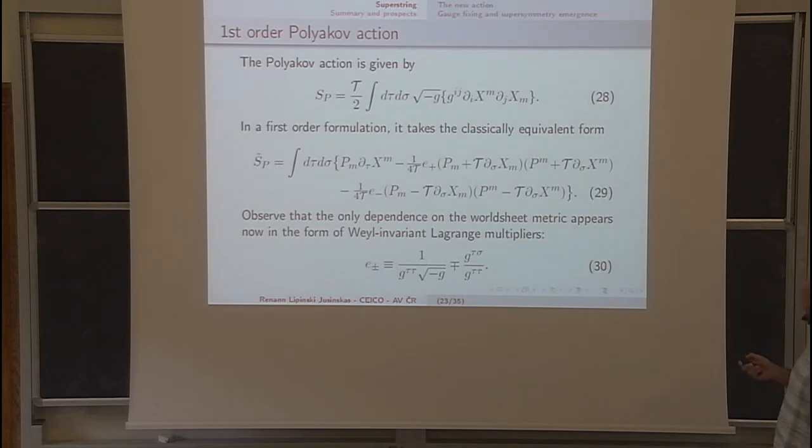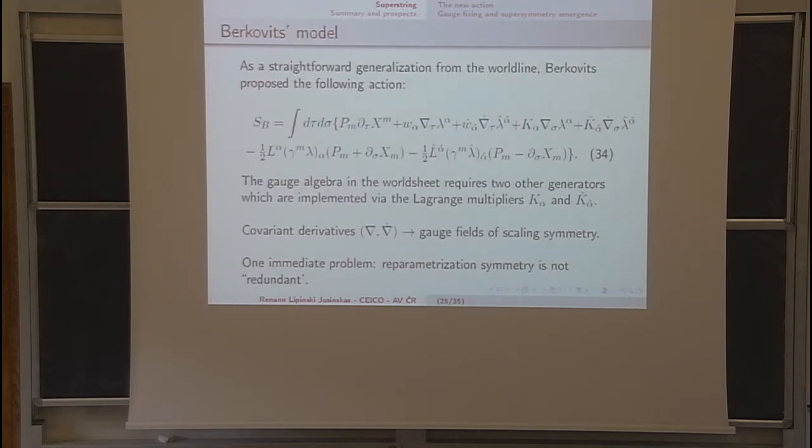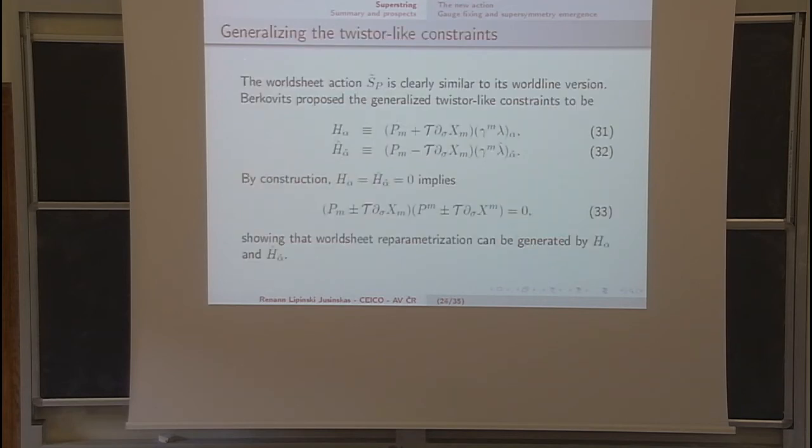And as I said, the metric appears only in these Lagrange multipliers. It will appear later in terms of the Lagrange multipliers of the twistor-like constraint. So this is the action that Nathan proposed, right? So it's a first order action. You have here p x dot, as we had before, and the kinetic terms for the lambdas. So now we have one pure spinor for each of these constraints. So I'm making this distinction, lambda and lambda hat.